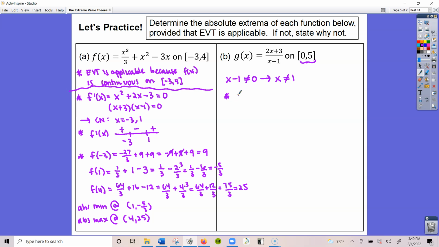So all we would do at this point is state that EVT is not applicable because g of x is not continuous on the interval 0 to 5. And there's really not much else you can do, because the only way you can find any absolute extrema is if EVT is applicable. And if it is not applicable, then we cannot answer this question.